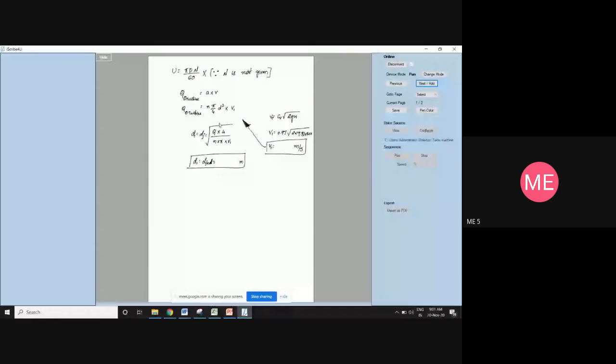What's the answer? First you tell V1. Can anyone tell V1? 74.42. Yes, 74.42 meters per second is the V1. And what is the diameter of the jet?